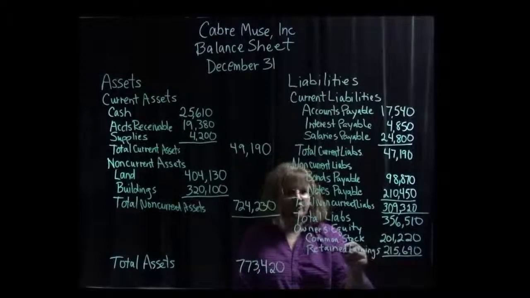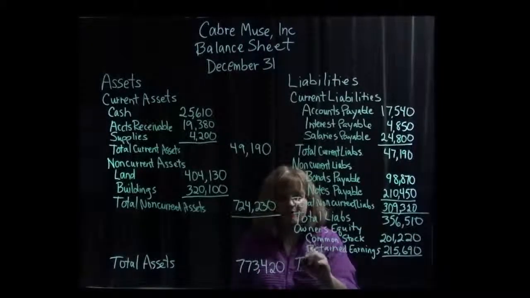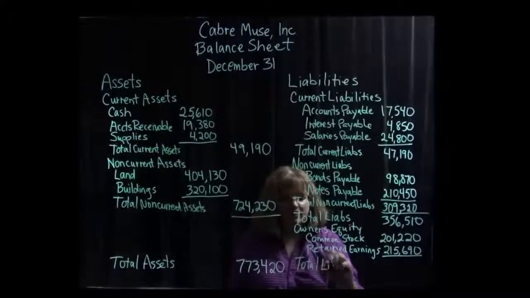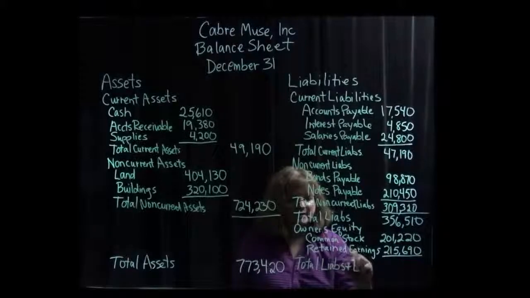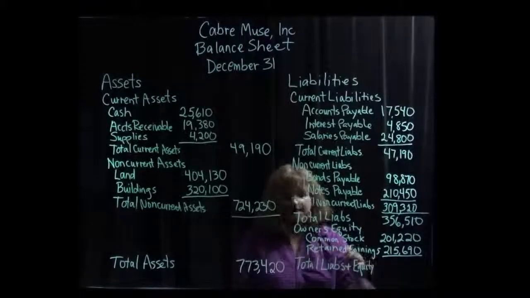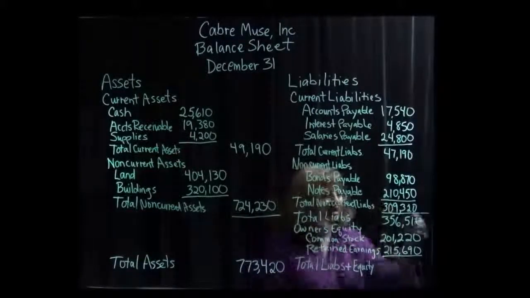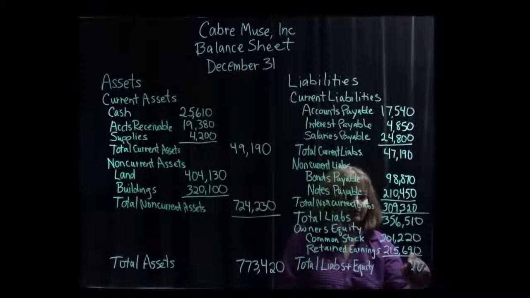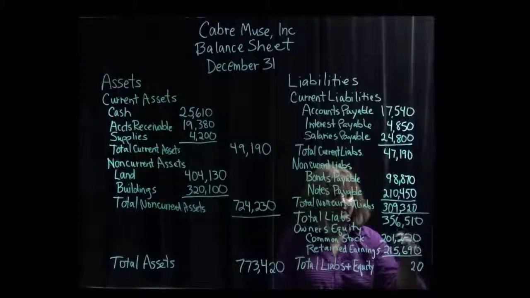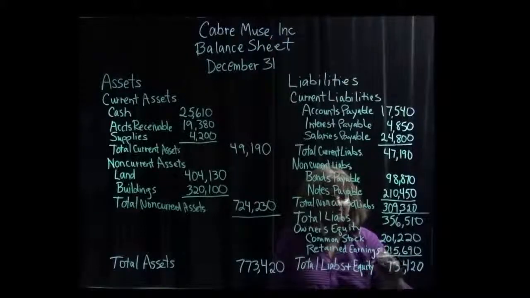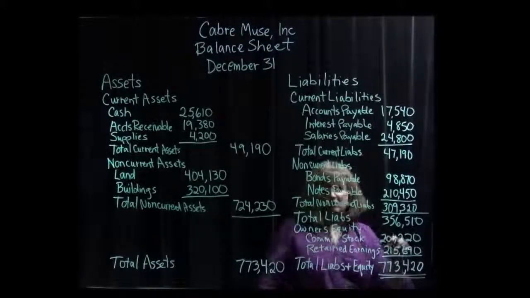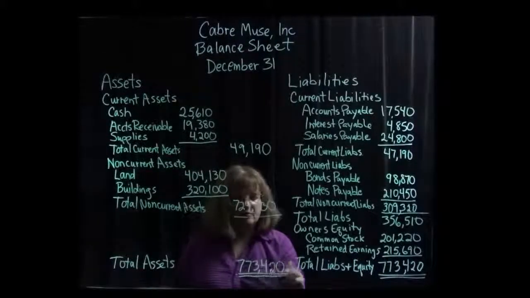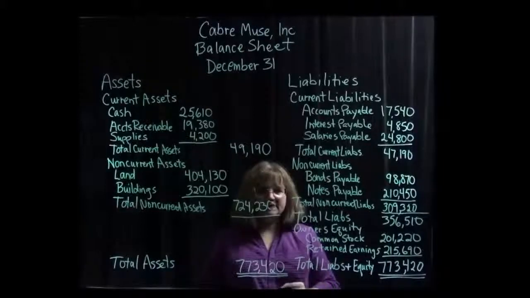We then add the equity. We could do a separate subtotal for equity. I'm just going to go ahead and add all three of these numbers since I'm at the bottom of my page. And I'm just going to call this total liabilities and equity. And hopefully we're going to get the same number as we have over here. And indeed we do, $773,420, and so we double underline both of them to show that our balance sheet balanced, and then we go home and celebrate.